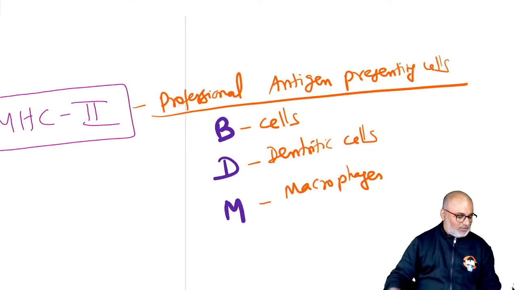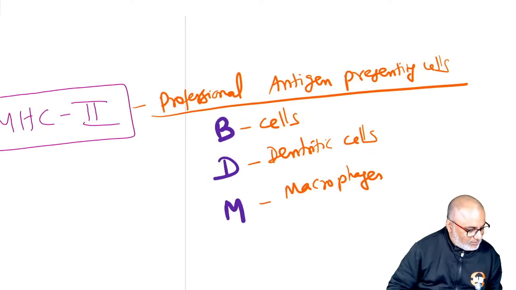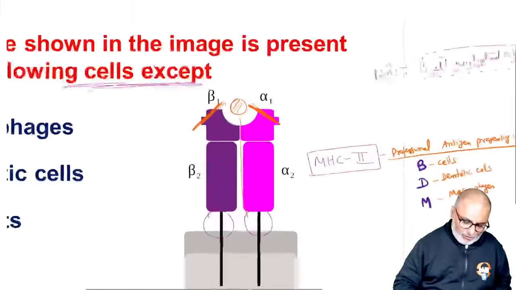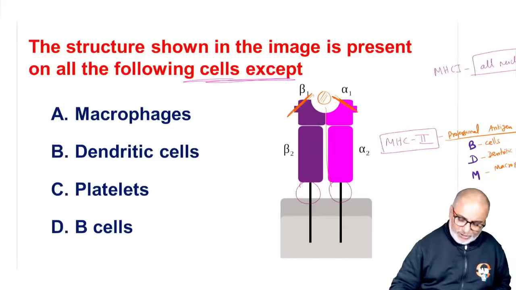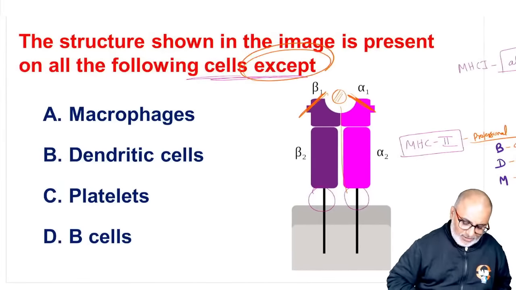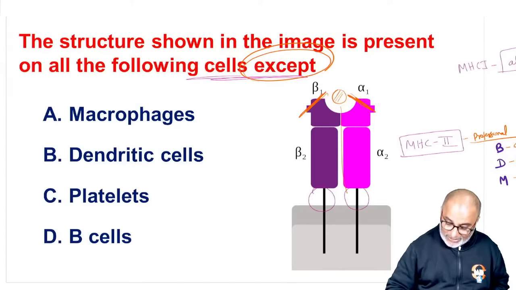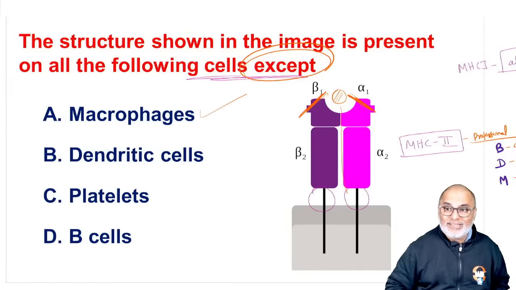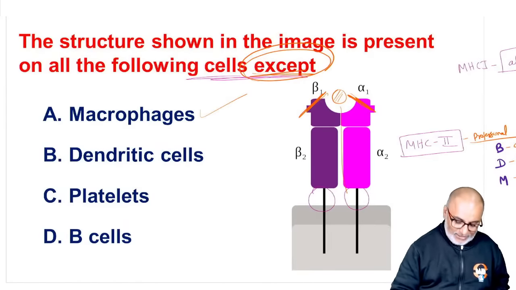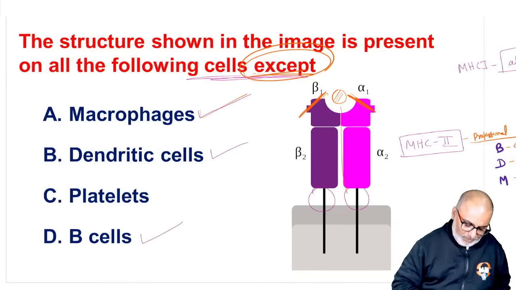Great Kamta, Gil, med student, Chantri, everybody, you're answering beautifully. So it's a very simple question, but for that you need to identify this MHC2. Once you identify MHC2, it is present in all except. After seeing MHC2, don't just say macrophage, it is present. You need to read the question, it says except. So it's seen in macrophages, dendritic cells, B cells, except platelets.